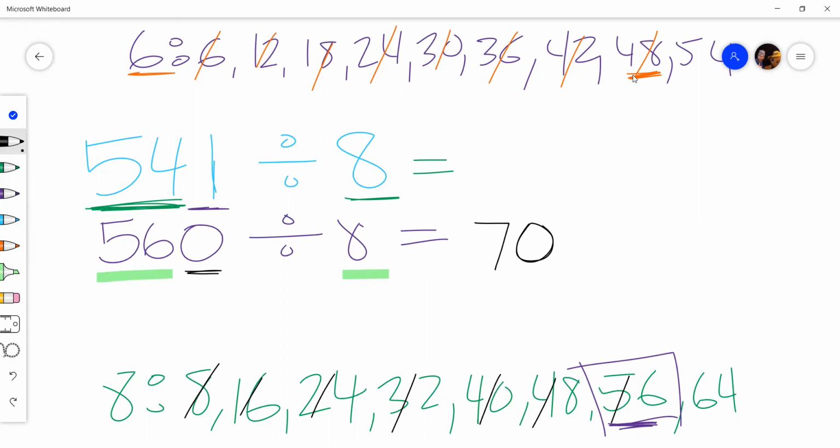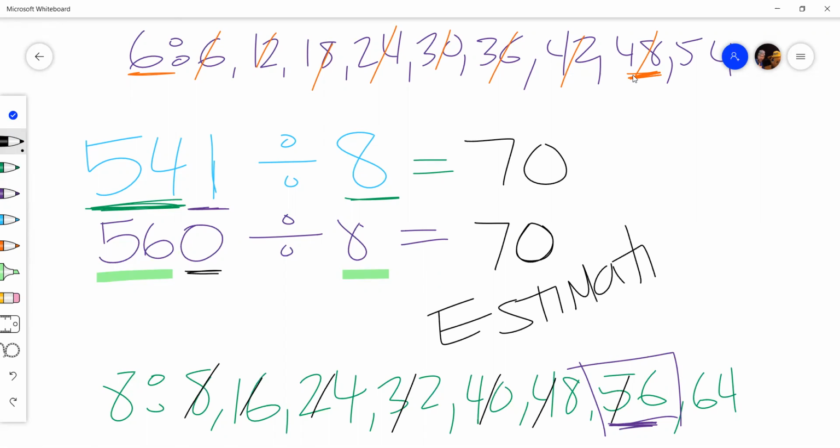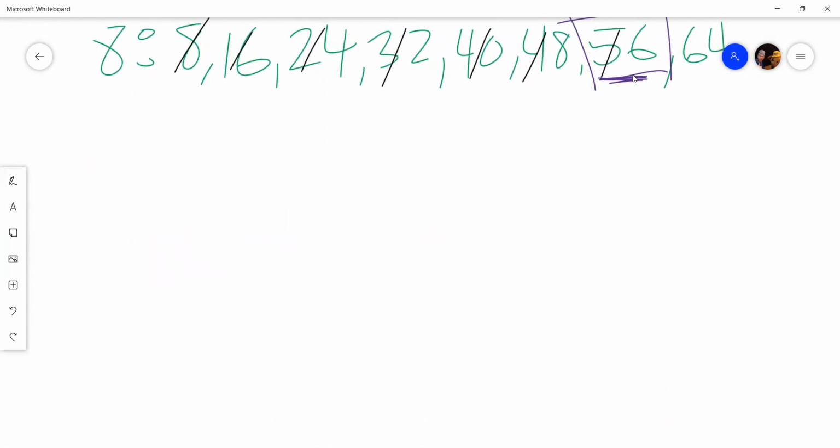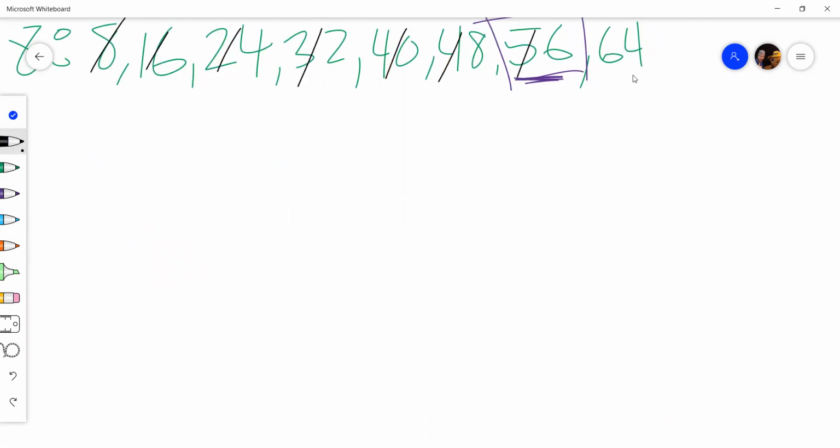So again, 541 divided by 8 is about 70, right? That's the idea of an estimation. Okay, so keep this in mind as we do this work. I'm going to put up another problem. As you know, I like these moments where you can definitely pause, solve the problem yourself, and then come back and check to see if this makes sense. So how about if we take 673, and we're going to divide that by 9?